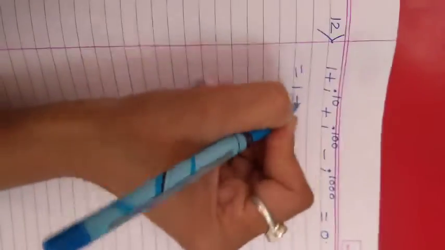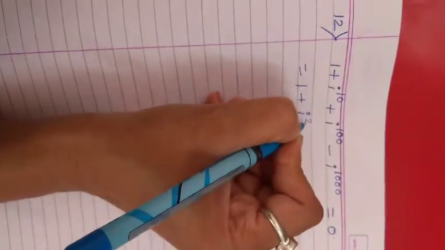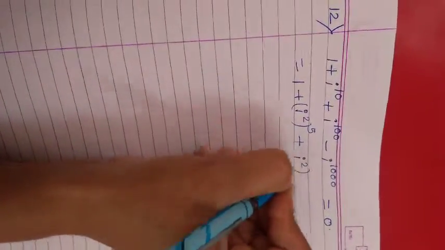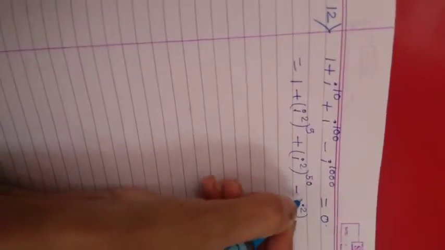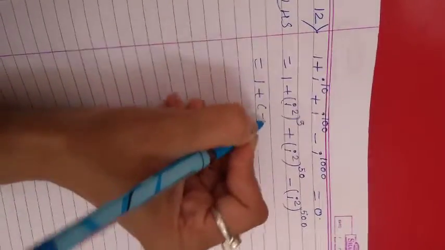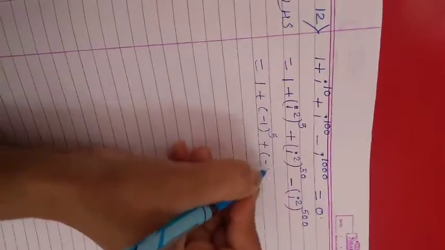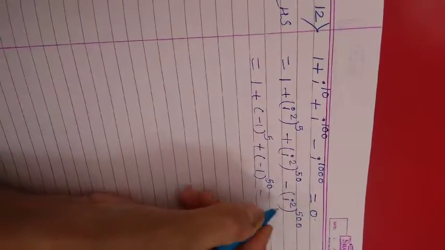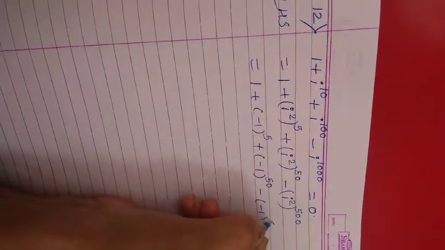Now, i^10 can be written as (i^2)^5. Now i^100 is (i^2)^50, minus this is (i^2)^500. So this is LHS. Okay. Now this is (−1)^5 + (−1)^50 − this is again (−1)^500.